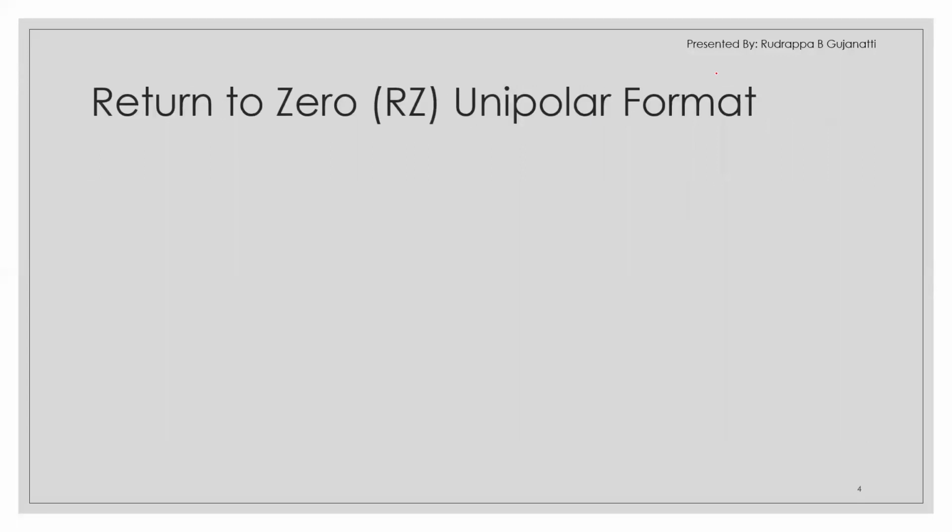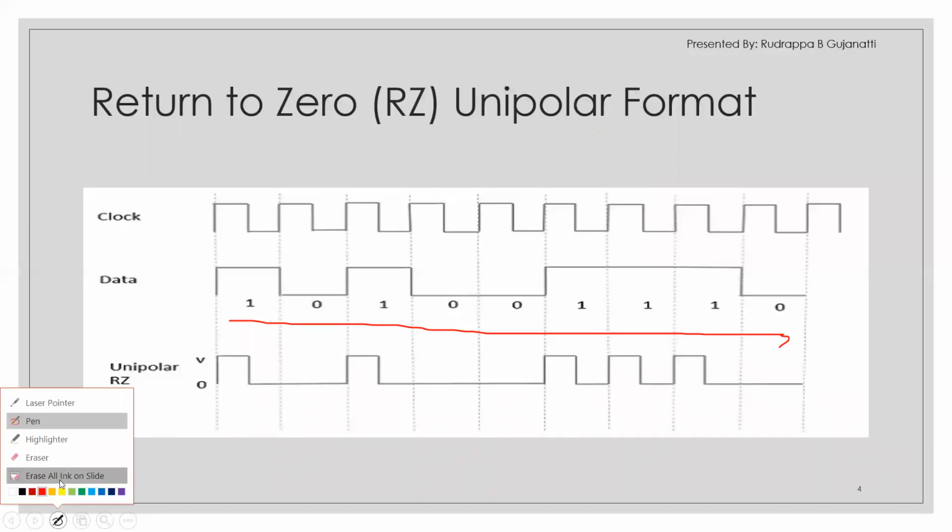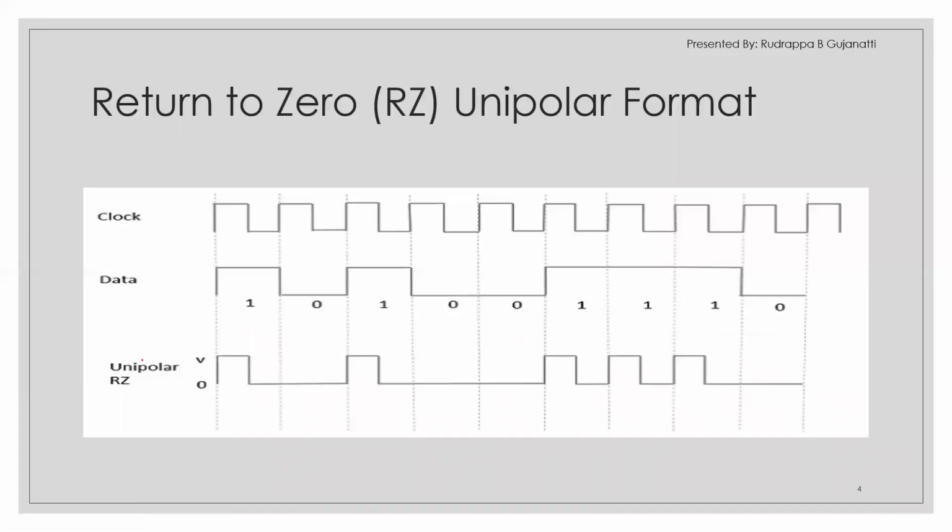Now coming down to return to 0, unipolar format. In this case, as per discussion, unipolar means only one polarity will be present for representation. The other polarity is not negative, it will be 0. And return to 0 has a slight difference compared to non-return to 0. Here we can see the same data we discussed, 1 0 1 0 0 1 1 0. I want to represent this using unipolar return to 0.